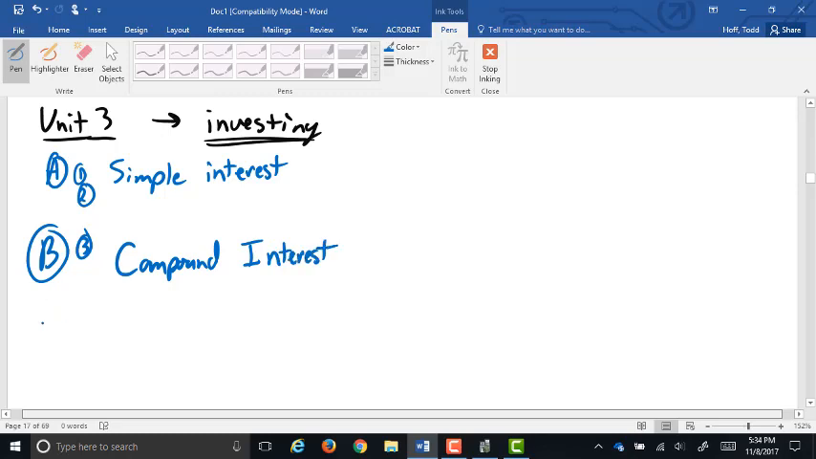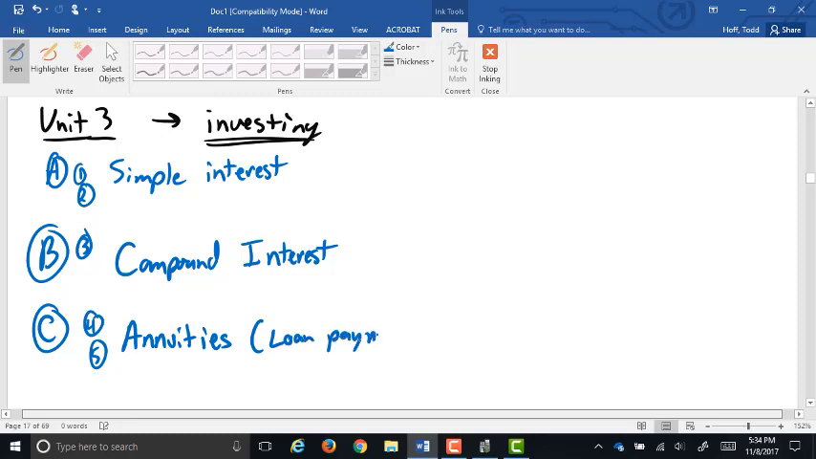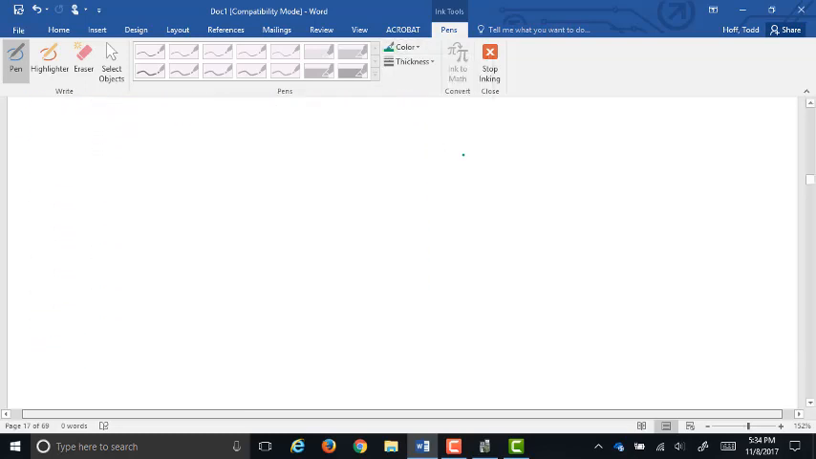And then finally, we're going to spend a couple of weeks on annuities. And annuities are really kind of interesting because not only can you use the annuities for investing and withdrawing, but you can also use the annuity formula for figuring loan payments. It's referred to as something called a sinking fund. So let's jump into our compound interest.